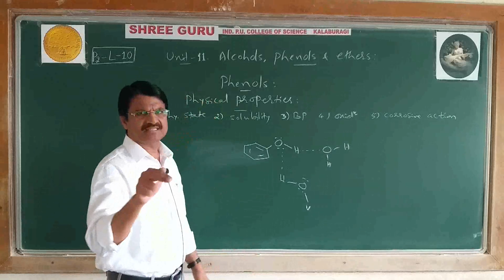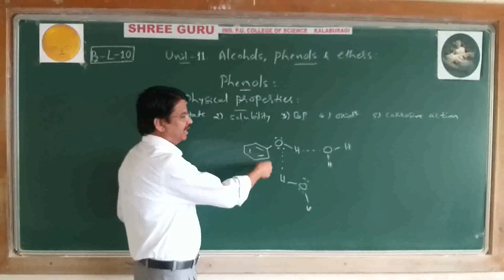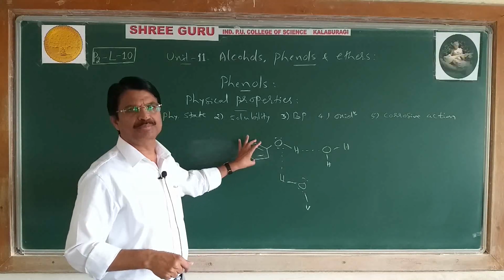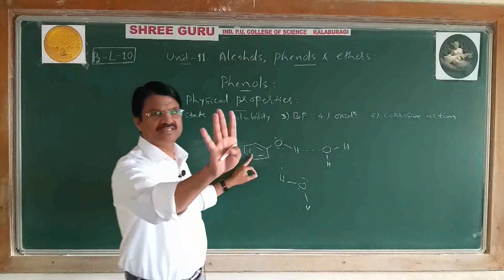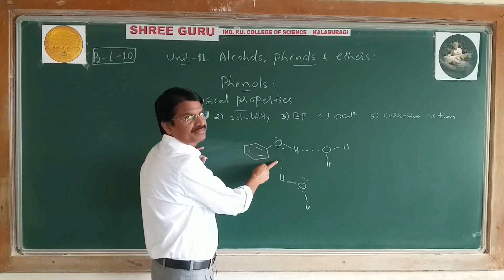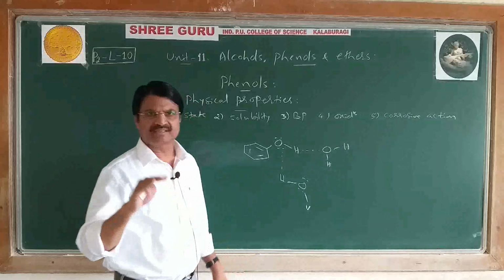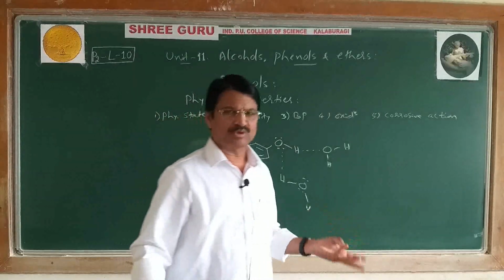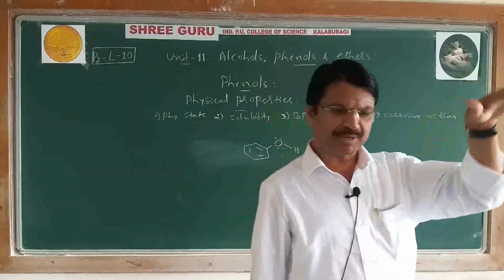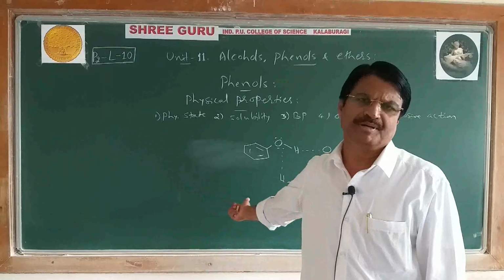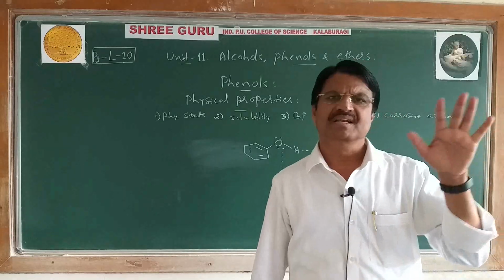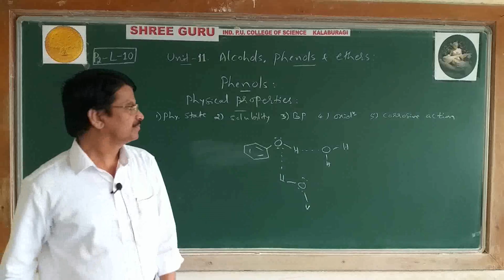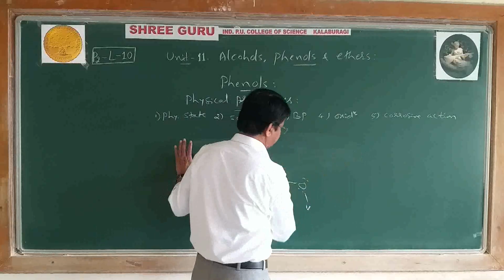And its solubility is less due to the hydrophobic group. The phenyl group is called a hydrophobic group, and this prevents formation of hydrogen bonds with water. Hence solubility is less compared to alkyl alcohols. Methyl alcohol and ethyl alcohol are more soluble, but propyl, butyl, pentyl and aromatic compounds like phenol are less soluble because they prevent formation of hydrogen bonds. This is in the case of solubility.